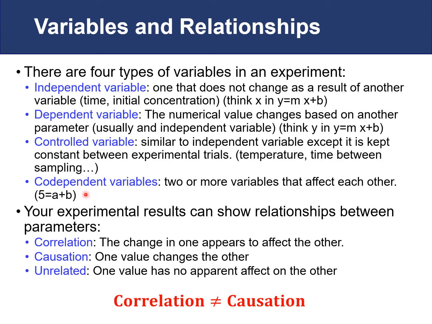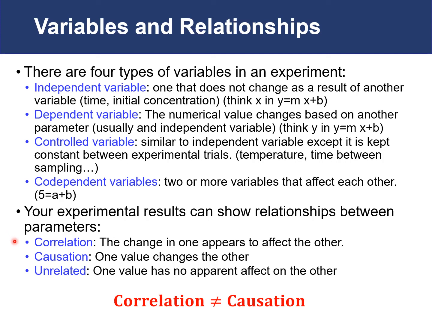So in terms of mathematics, you could have 5 is equal to a plus b. If we change b, then a changes in response to that. We could also change a, which would cause b to change. So codependent variables are ones in which you can change either variable and the other one changes in response. Now, the values that you have, your experimental results themselves can show relationships between your various parameters. So between your various types of variables.